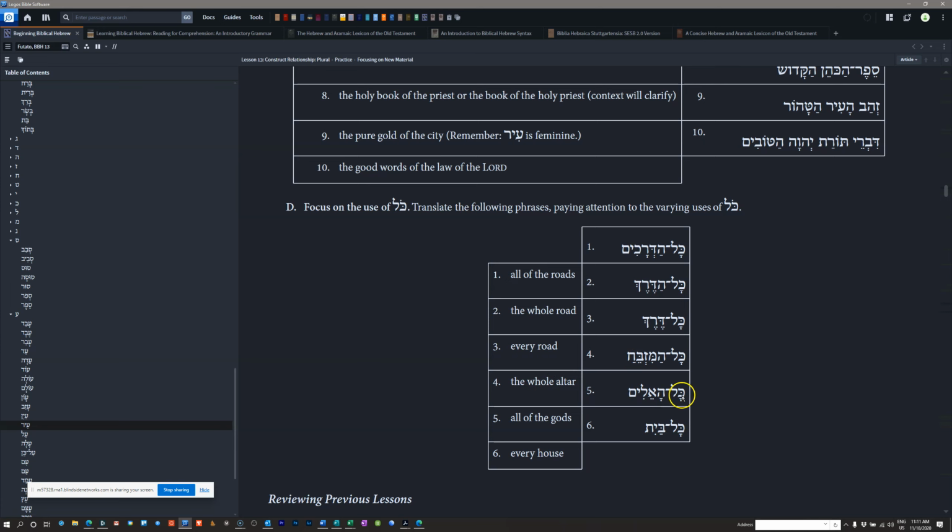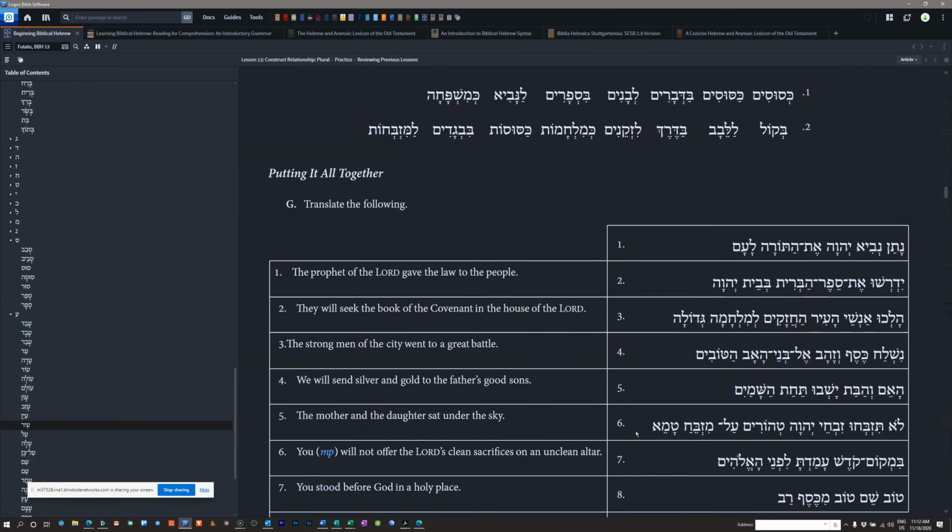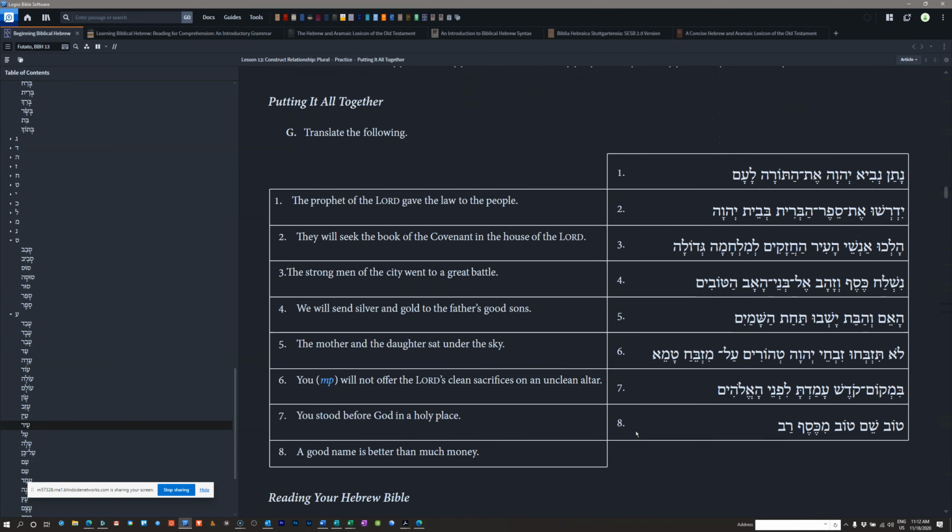Number 5, kol ha'elim, all of the gods. Here we've got kol plus a definite article plus a plural noun. But then number 6, we have kol plus an indefinite singular noun. And that's going to be translated as every or each house. All right, and then we'll look at G here. G is more translation. We'll just do the longest one.